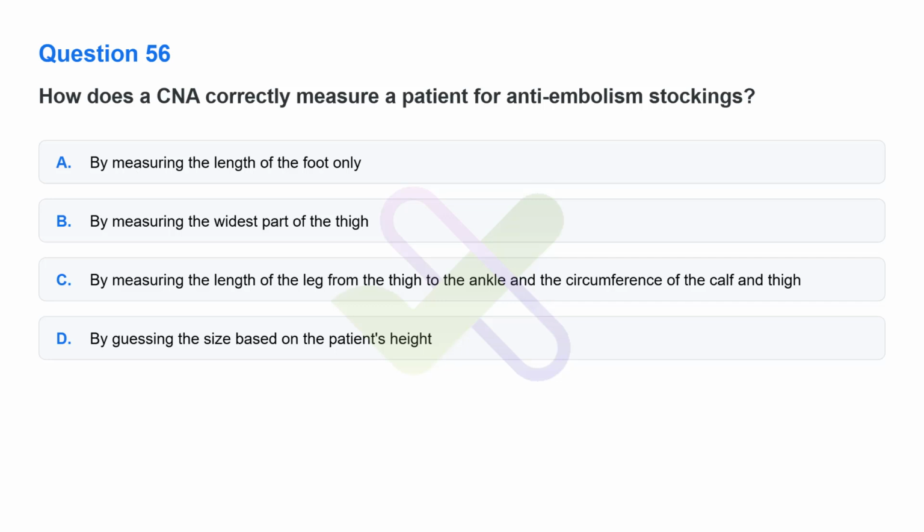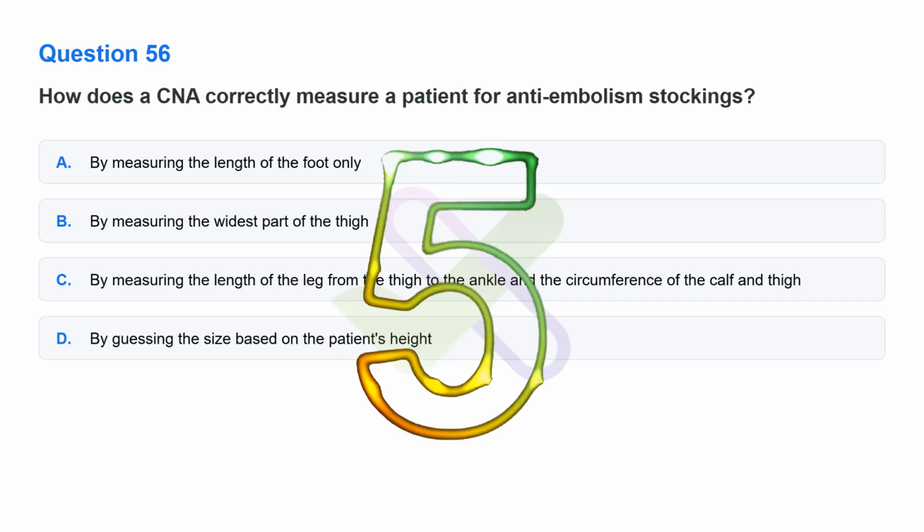How does a CNA correctly measure a patient for anti-embolism stockings? A. By measuring the length of the foot only. B. By measuring the widest part of the thigh. C. By measuring the length of the leg from the thigh to the ankle and the circumference of the calf and thigh. D. By guessing the size based on the patient's height.